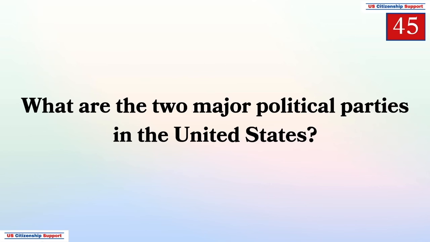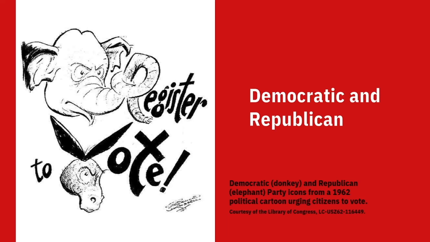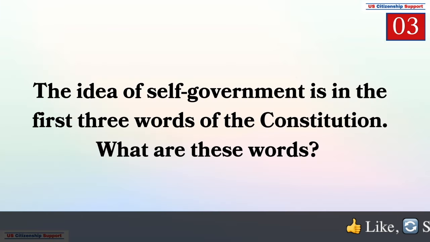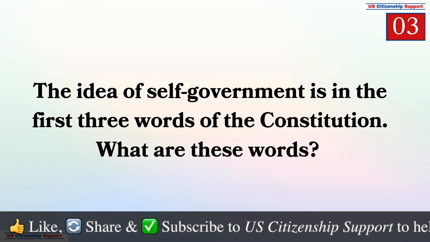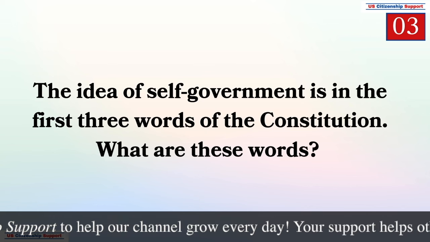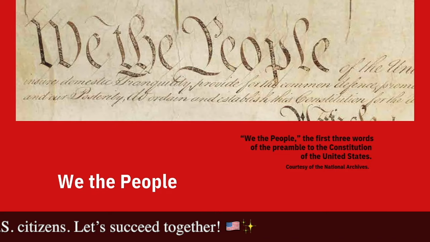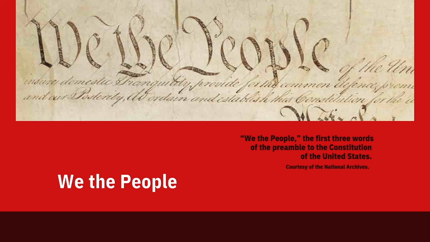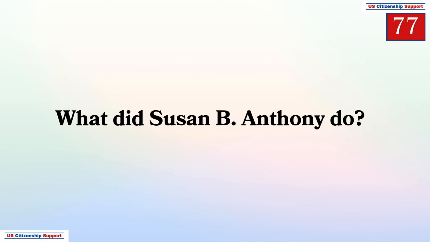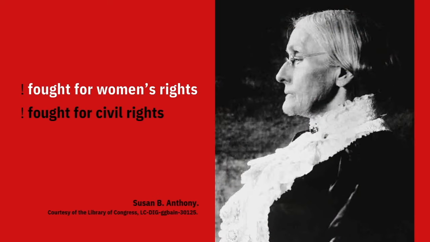What are the two major political parties in the United States? Democratic and Republican. The idea of self-government is in the first three words of the Constitution. What are these words? We the people. What did Susan B. Anthony do? Fought for women's rights.